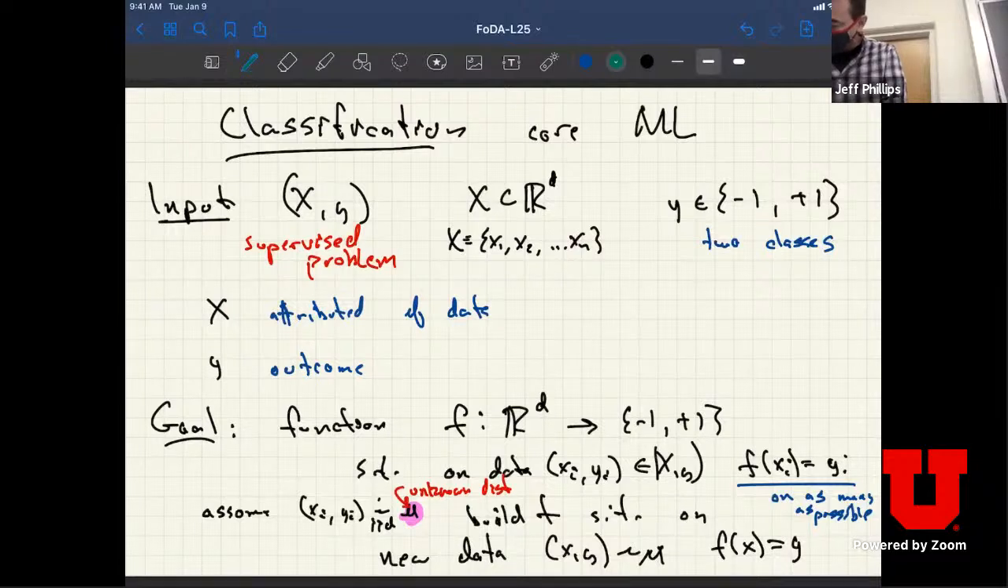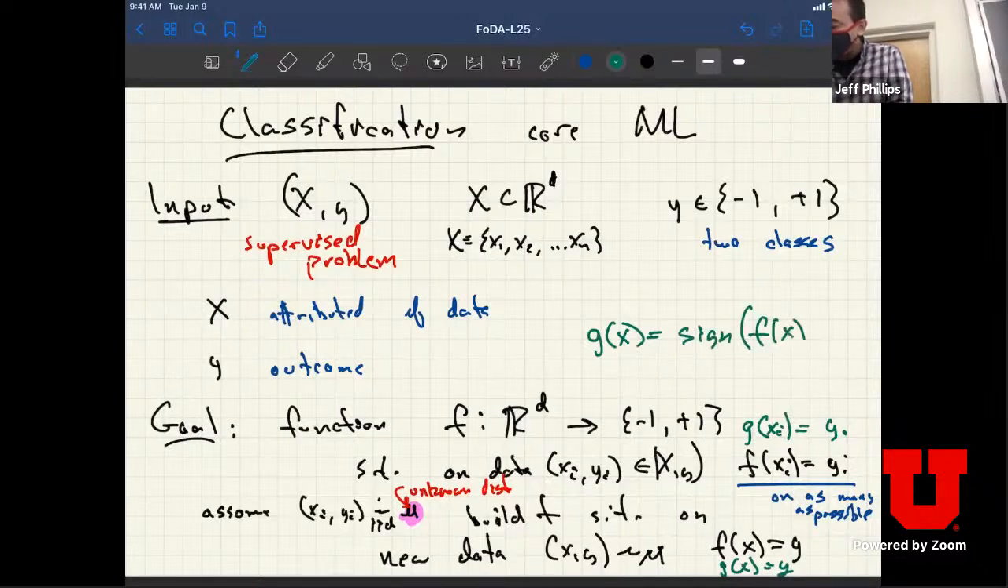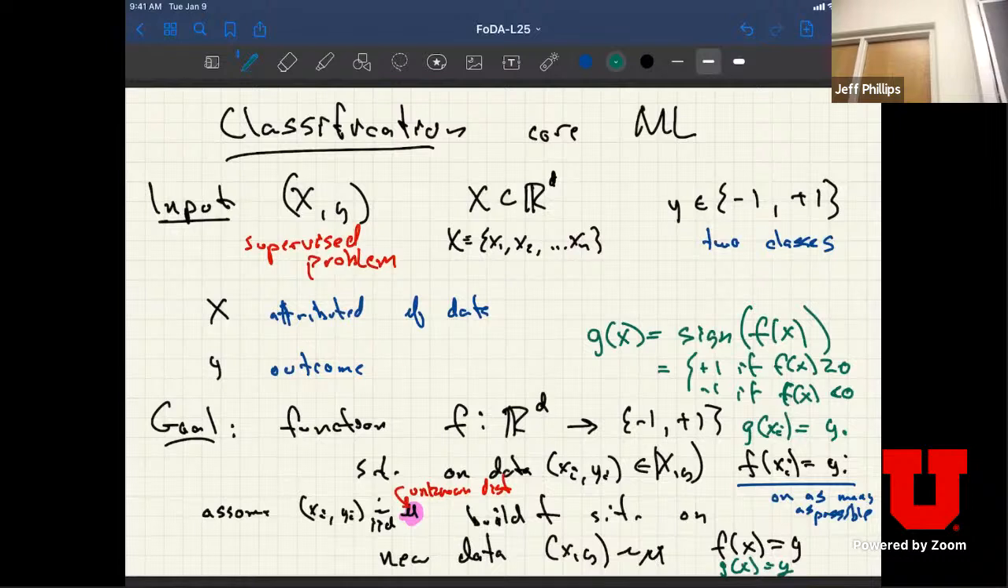Actually, I'm going to change this. I'm going to say learn a function f where g of xi is equal to yi, and g of x is going to be the sign of f of x. So it's going to be +1 if f of x is greater than or equal to 0, and -1 if f of x is less than 0. Don't worry so much about what I do if it's equal to 0.